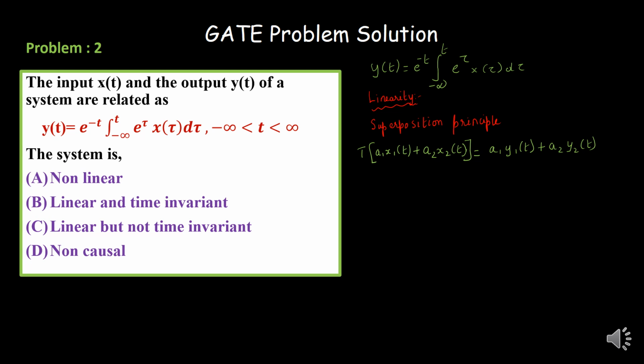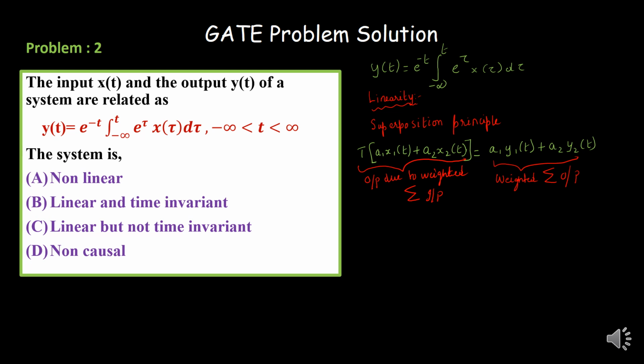This one is the output due to weighted sum of input signals. For the summation, I have represented the sum, which should be equal to the weighted sum of output signals. y1 of t and y2 of t are the output signals, and a1 and a2 are the weighing factors. This is the weighted sum of output signals.